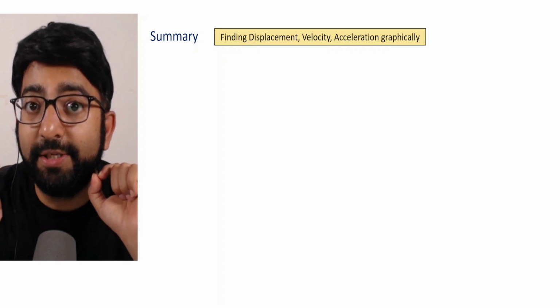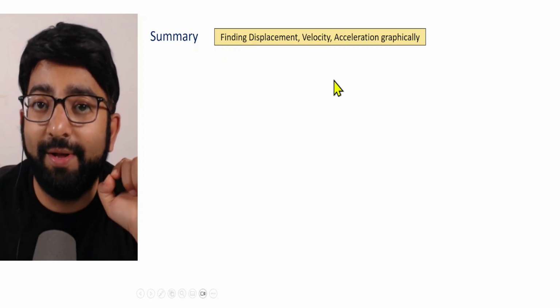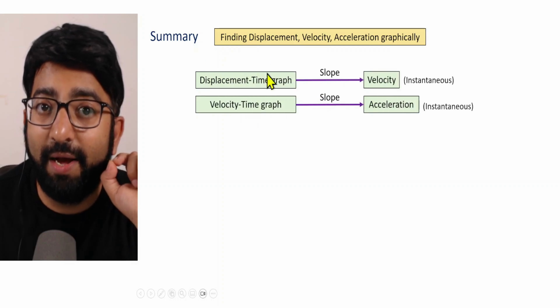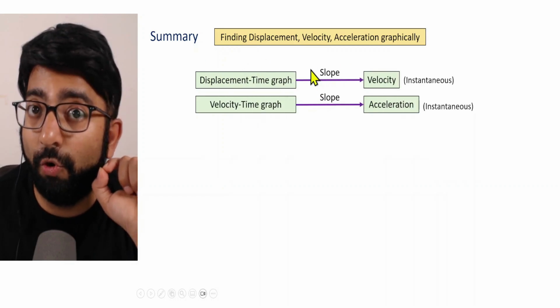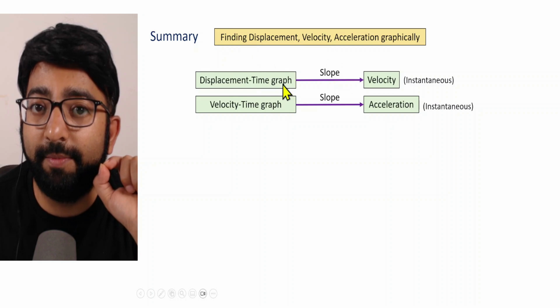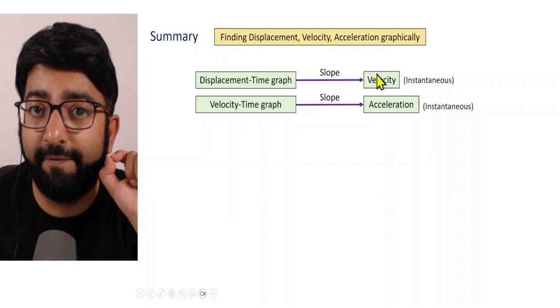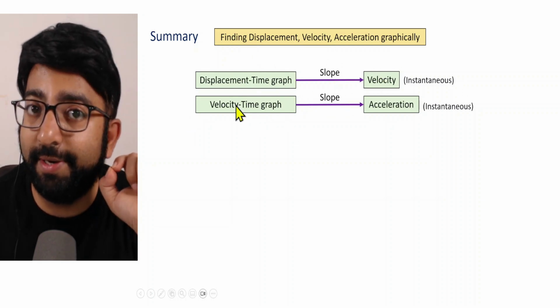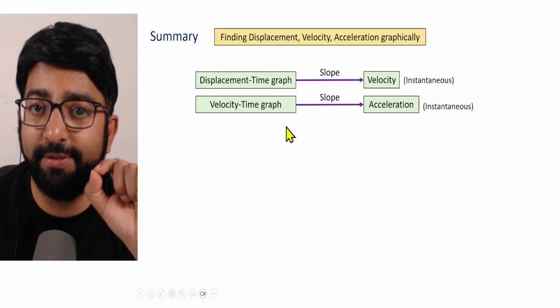And now let us summarize what we have learned so far in the graphical analysis. If we have a displacement time graph, the slope or the gradient of a displacement time graph gives us instantaneous velocity, whereas the slope of a velocity time graph will give us the instantaneous acceleration.